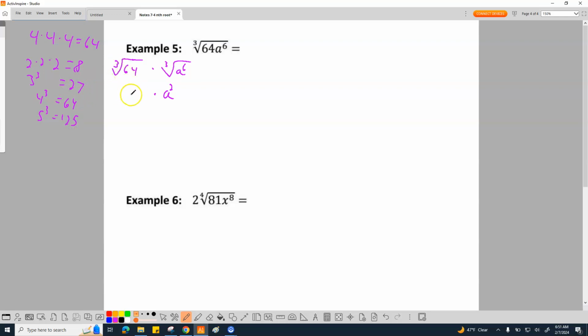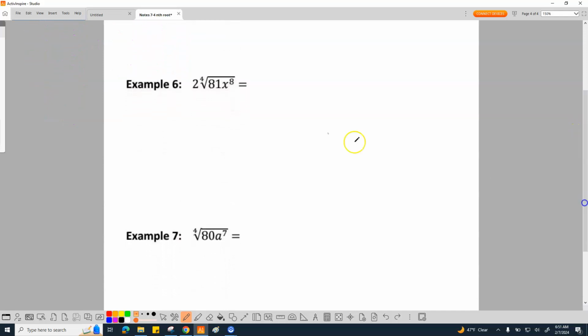So what is the cube root of 64? Why, it's quite simply, what is it? 4. That's it. So I'm just going to evaluate the 4 out. So when I do that, I end up putting them together. This is simplified. This is simplified. I end up with 4a squared. No big deal. Now I'm going to move to example 6 in the same video. I think we can move a little faster now.